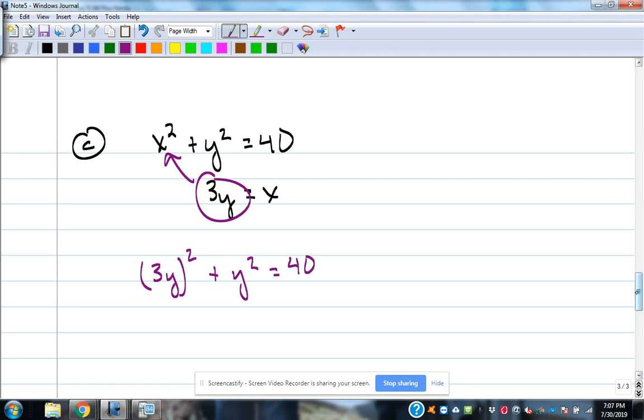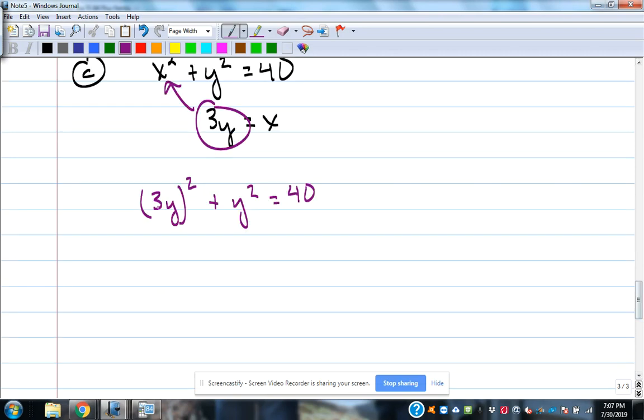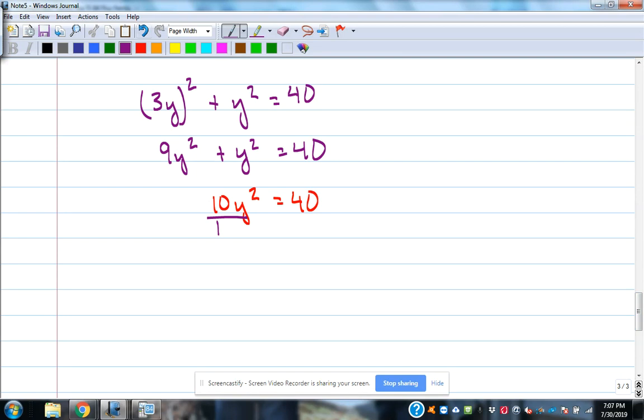What that does is it makes it work out pretty nice, because I've got 9y squared plus y squared equals 40. Well, 9y squared and 1y squared makes 10y squared. And then it doesn't have the plain y, so that means I can use square roots to solve it. I just get y squared by itself and take the square root. So I'm going to divide by 10. y squared is equal to 4. Hey, that's one I know. I can take the square root of 4 and get plus or minus 2. So y is either positive 2 or negative 2.